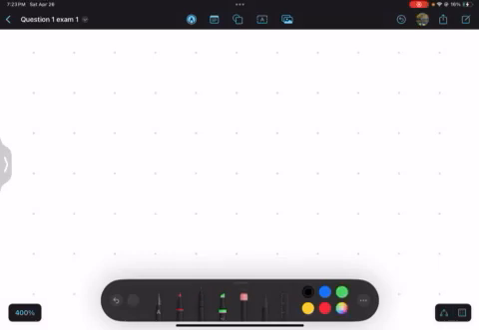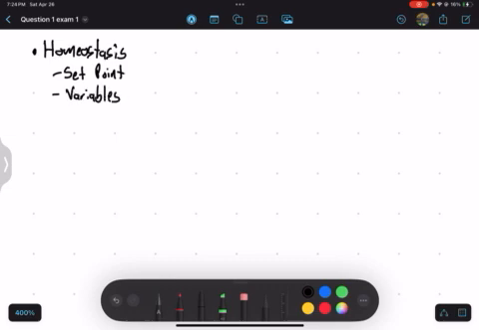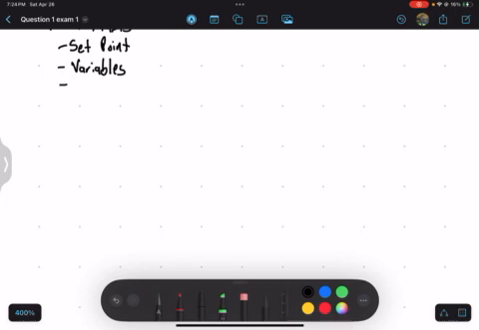So first things first is I'm going to teach about homeostasis. I'm going to show a list of different vocabulary that I'm going to touch along the way. So I'm just going to write these out, and then I'll touch along these as I teach. So this will just take a second.